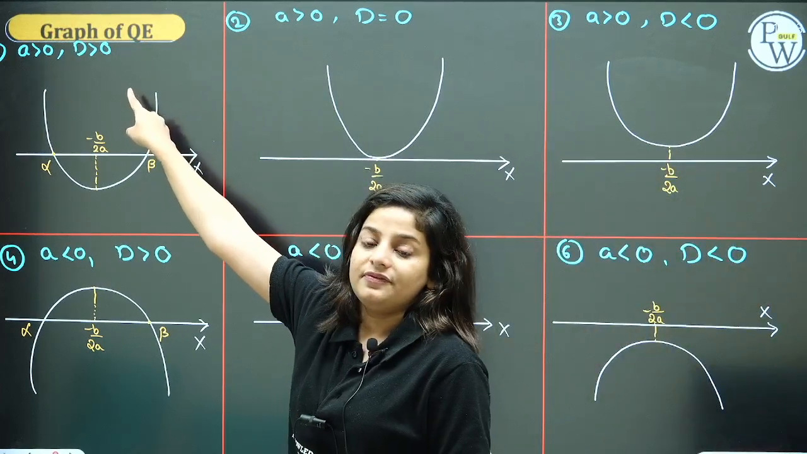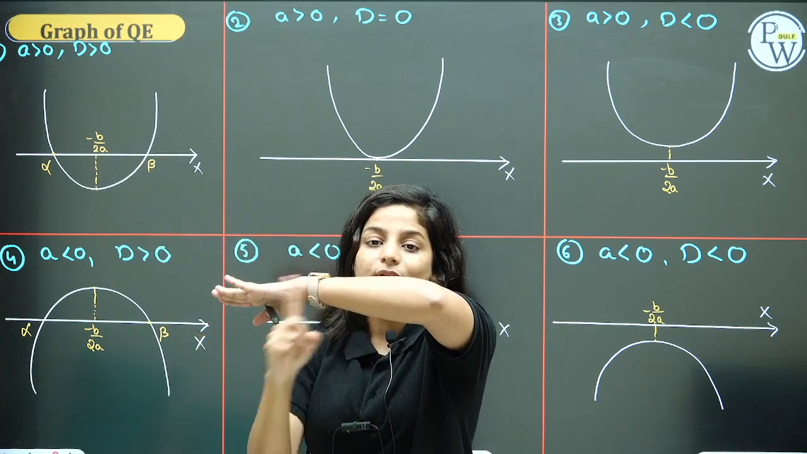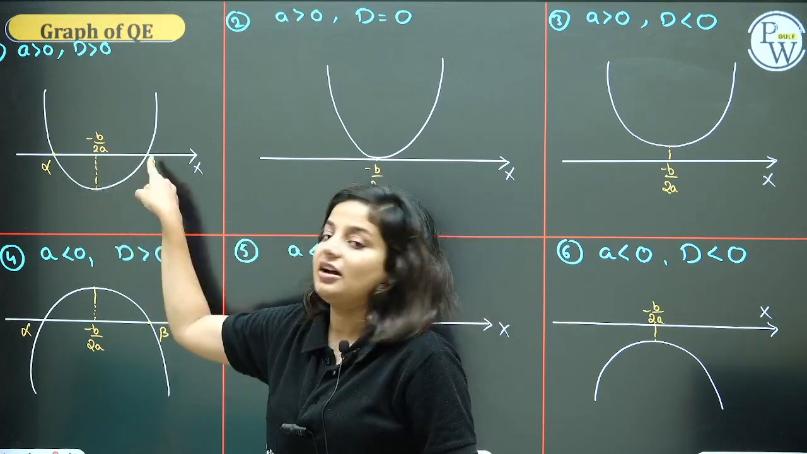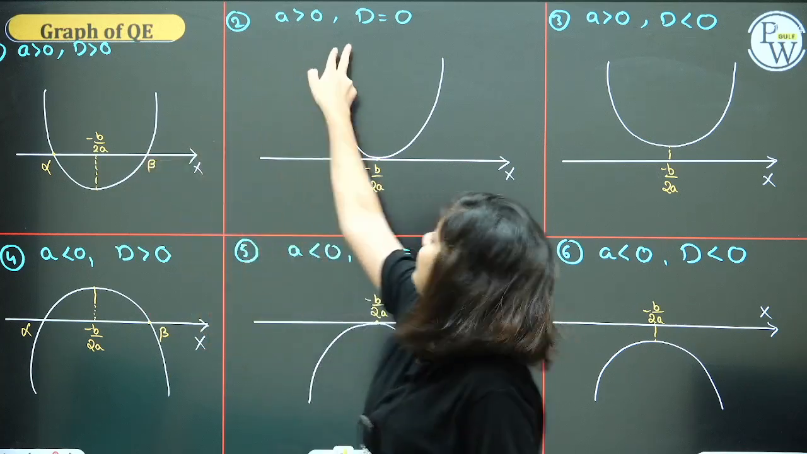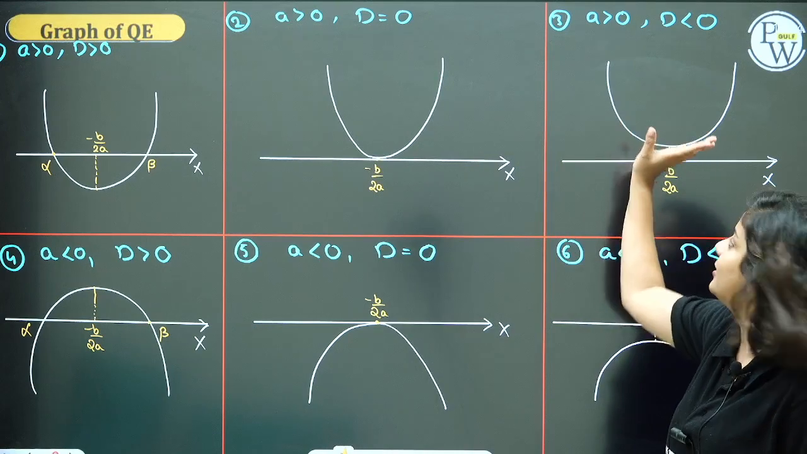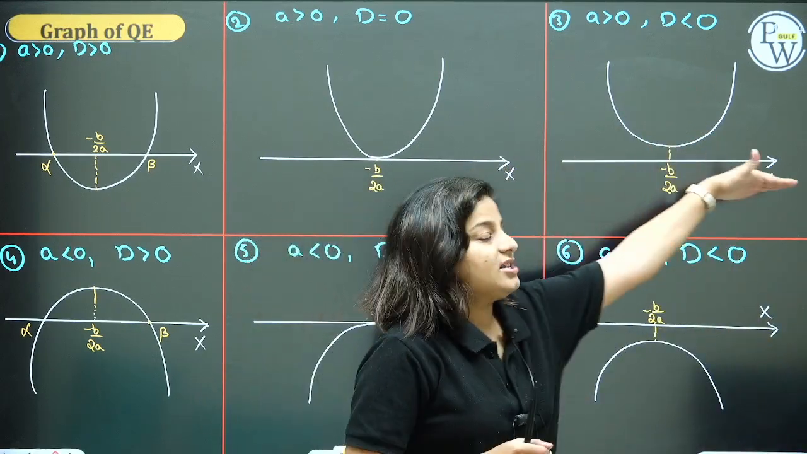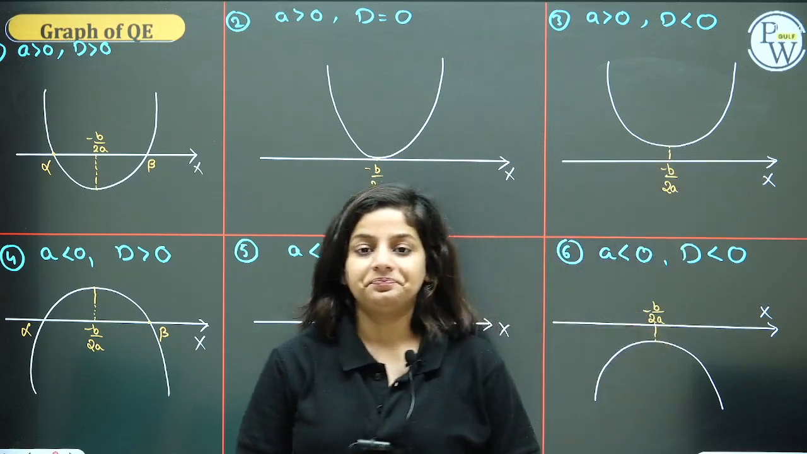D positive means it will cut the x-axis at 2 points. The 2 points are alpha and beta, that is the roots. If D is equal to 0, it is touching the x-axis. And if D is less than 0, it is lying in the air, not touching. It doesn't have real roots. That's why it's not cutting the x-axis.